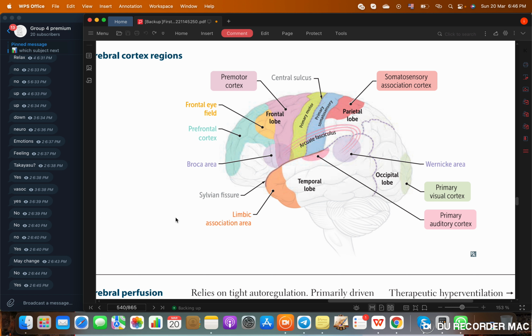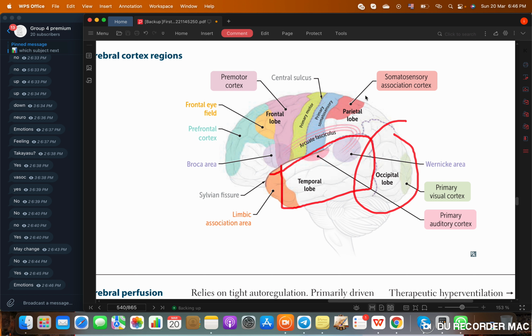Limbic association area is associated with the limbic system. What is the limbic system? It's the system that is responsible for our emotion, fears, and others. And this area is in the temporal lobe again. So again, for those who don't know, this is the temporal lobe, this is the occipital lobe, this is the parietal lobe, this is the frontal lobe, okay?